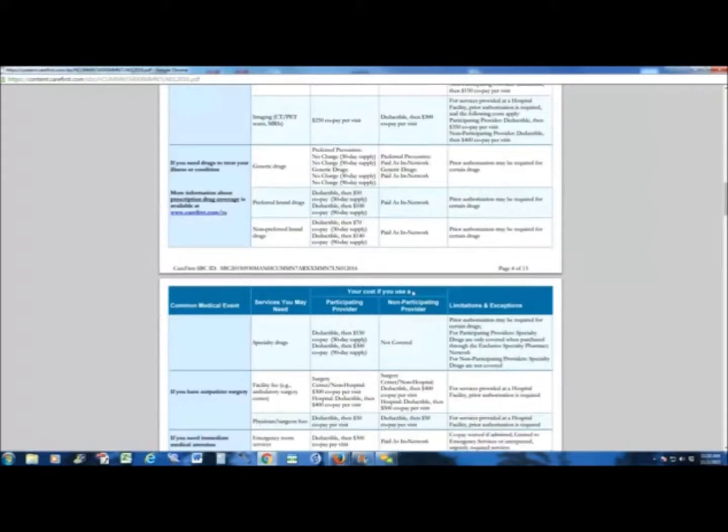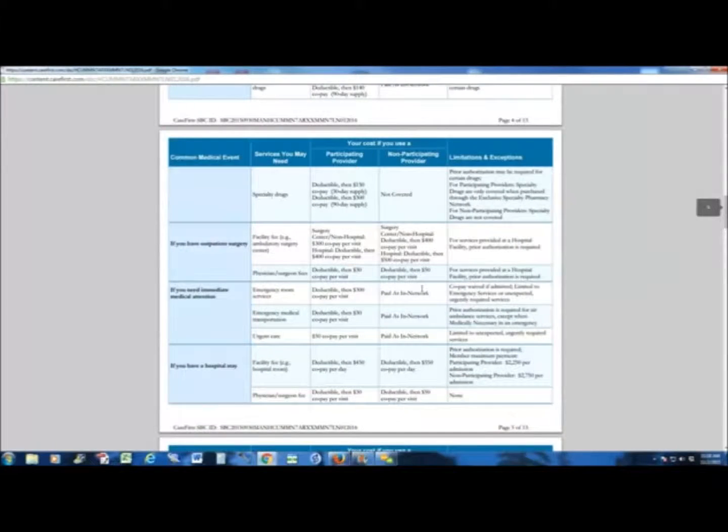Your outpatient surgeries, there's going to be two fees for this. One, there's going to be what's called a facility fee and then a physician's fee. The facility fee, if it's done in a surgery center or a non-hospital, will be $300. If it has to be done in a hospital, it'll go towards the deductible, and then it's $400 copay per visit. The physician fee is subject to 100% of the deductible and then $30 after that.